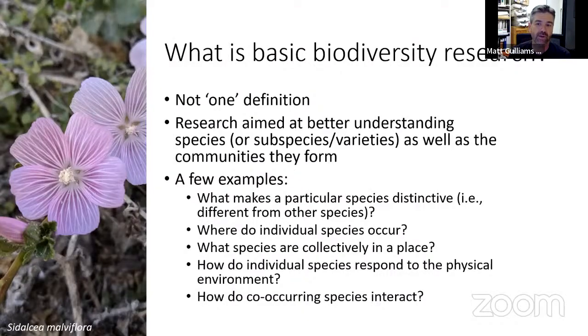What makes it different from other species? Where do individual kinds of living things occur? What species are collectively in a place? How do individual species respond to their physical environment? And how do co-occurring species interact?